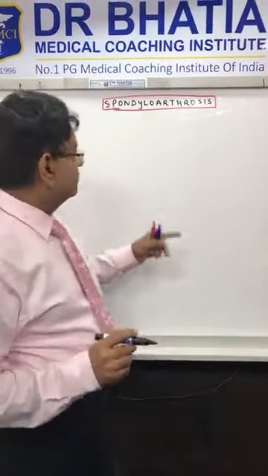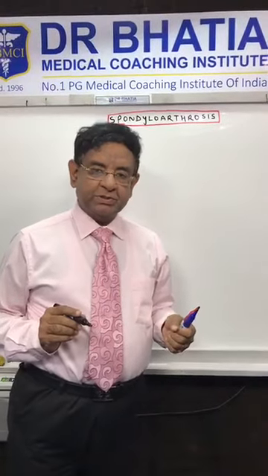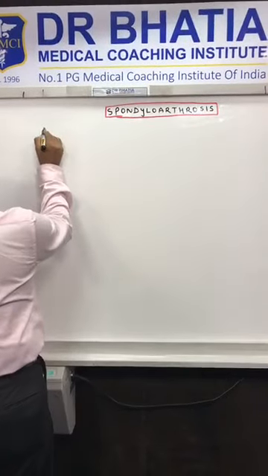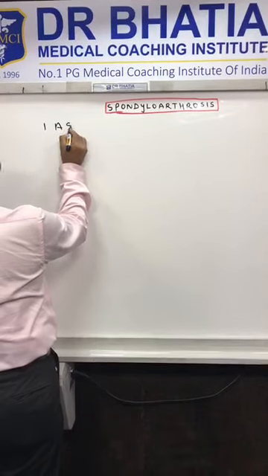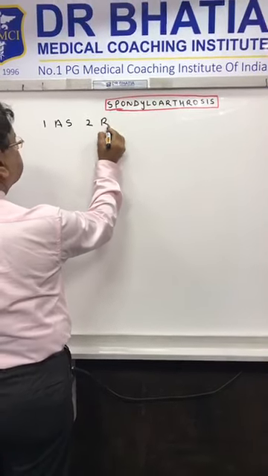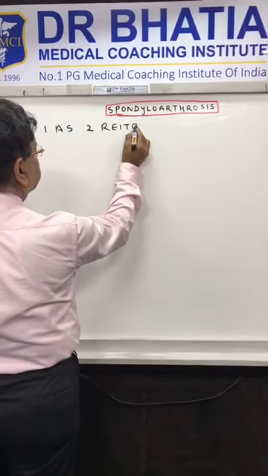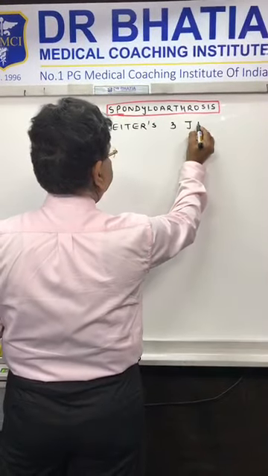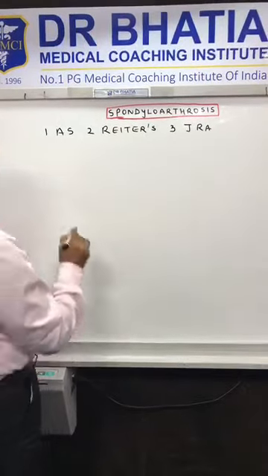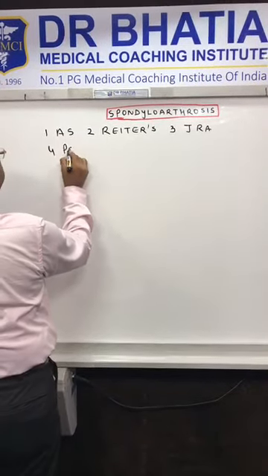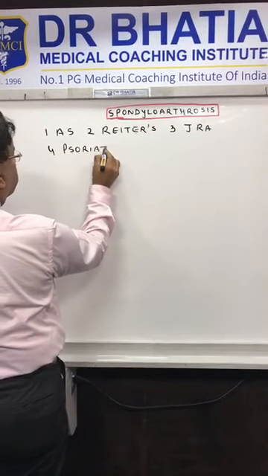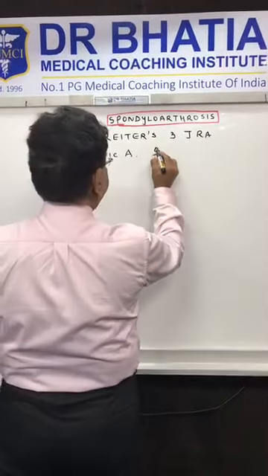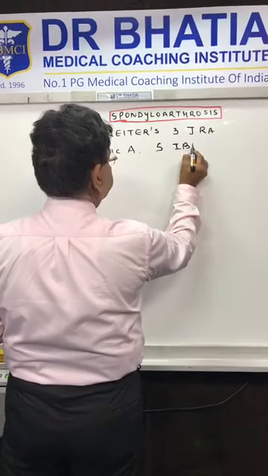Now I'll be talking to you about spondyloarthrosis. It is a group of diseases which include ankylosing spondylitis, Reiter's disease, juvenile rheumatoid arthritis, psoriatic arthritis, and arthritis occurring in inflammatory bowel disease.